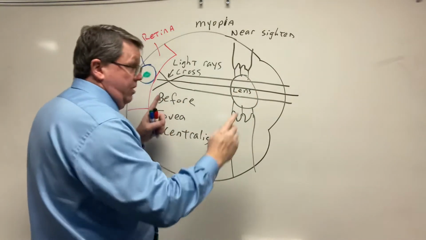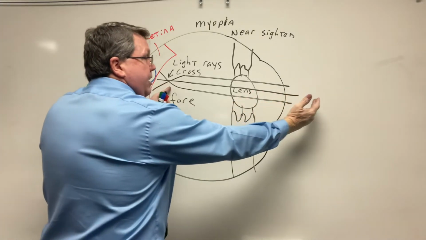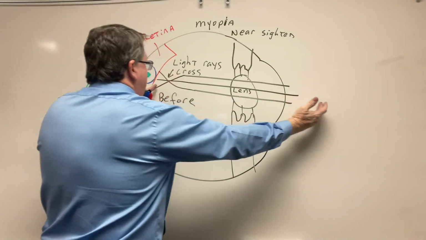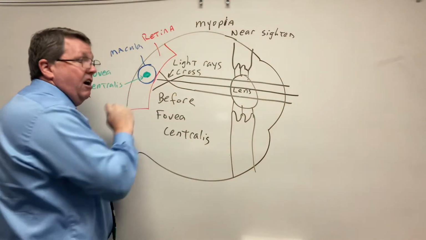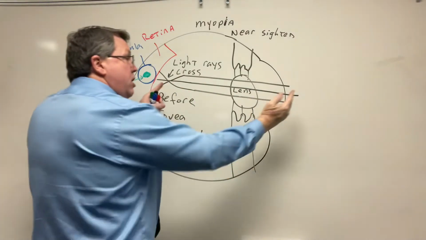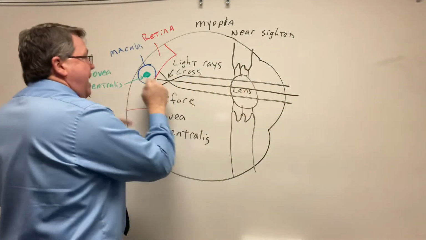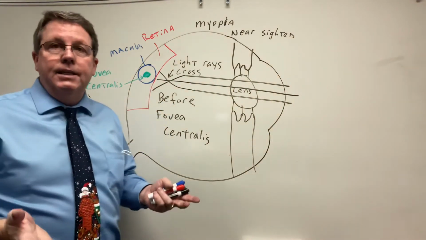Oh, and here's what the person does then. If this is where my light rays are and I want to see an object, I need to bring it closer. As I bring it closer, I move these light rays back onto that Fovea Centralis, right? So I bring it closer, these go back onto the Fovea Centralis, and now I can see the object.